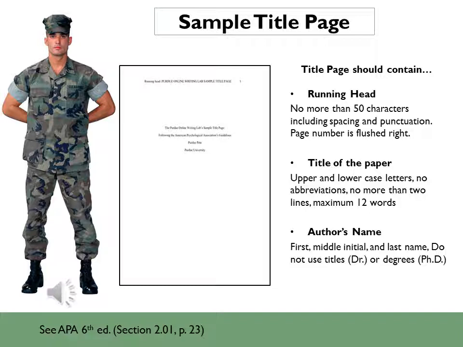And the top part of the main title page is where you will also have the title of your paper, the full title. It should be upper and lower case, no abbreviations, and it should be no more than 2 lines with a maximum of 12 words. You should also have the author's name, or your name, your school affiliation, as well as a course number or name if it's requested by your professor. Your name should be spelled out fully, first and last name, and do not include any professional titles such as doctor or PhD following your name. If you have any additional questions or concerns, you can go to section 2.01 or page 23.